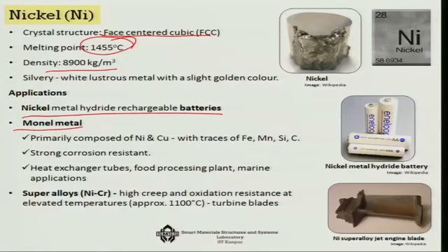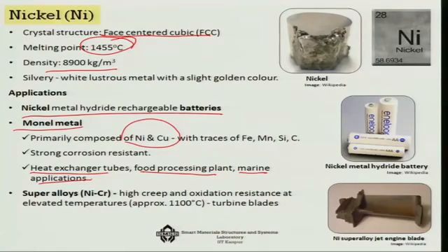And application wise, it is used nowadays very much in batteries and also in some alloys with copper, like one very famous, Monel metal, primarily composed of nickel and copper with traces of iron, manganese, silicon and carbon. It has a strong corrosion resistance and it is used in heat exchanger tubes, food processing plants, marine applications, etc. Wherever there is a chance of corrosion, this is of very good use.